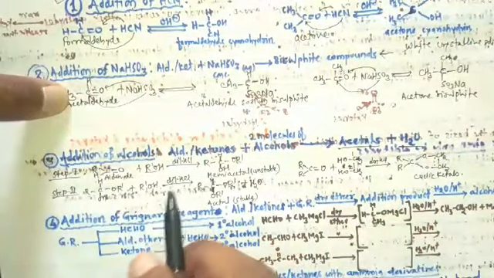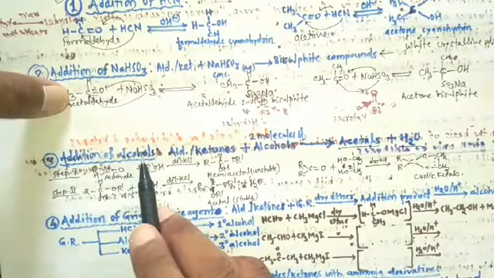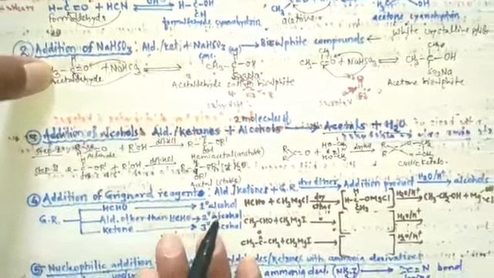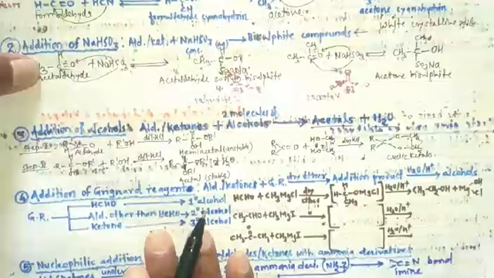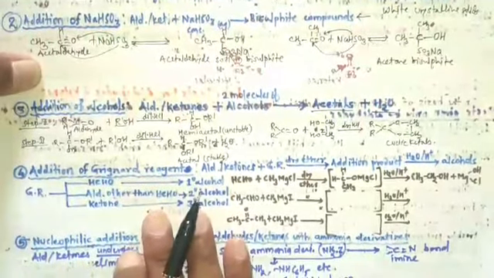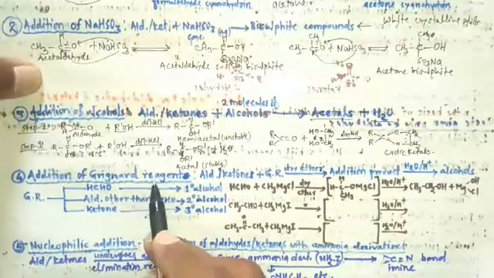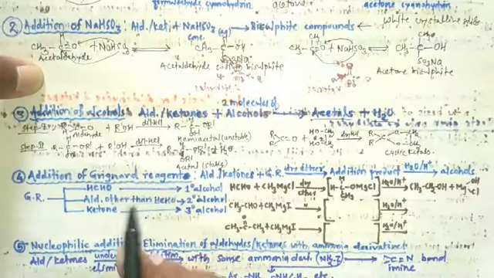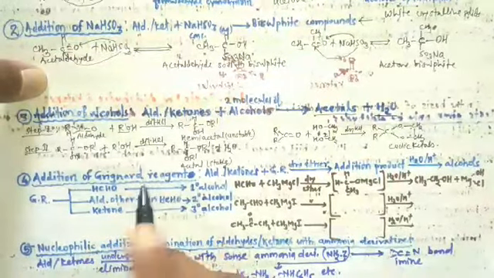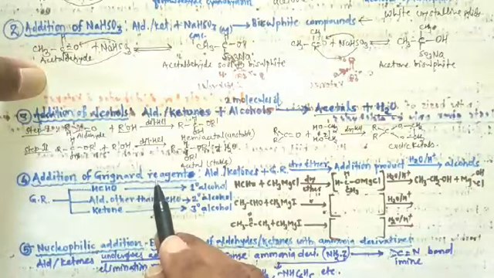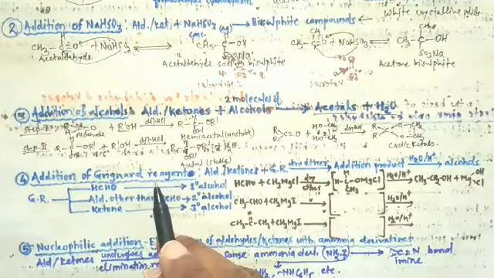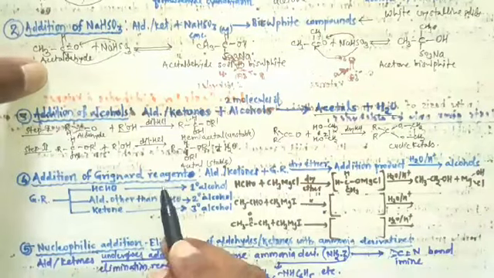So here we studied in detail about addition of alcohol to the aldehydes and ketones. Now the next reaction is addition of Grignard reagent. So we studied the definition of Grignard reagent in the topic halogen derivatives. So Grignard reagent is nothing but alkyl magnesium halide. Alkyl magnesium halide is called as Grignard reagent.